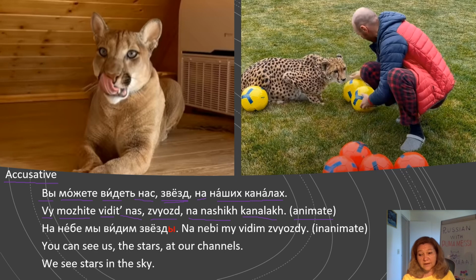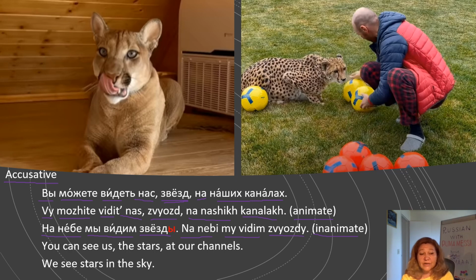However, when we are talking about sky stars, that's what we have. На небе мы видим звезды. And then accusative is pretty much like nominative. Inanimate.